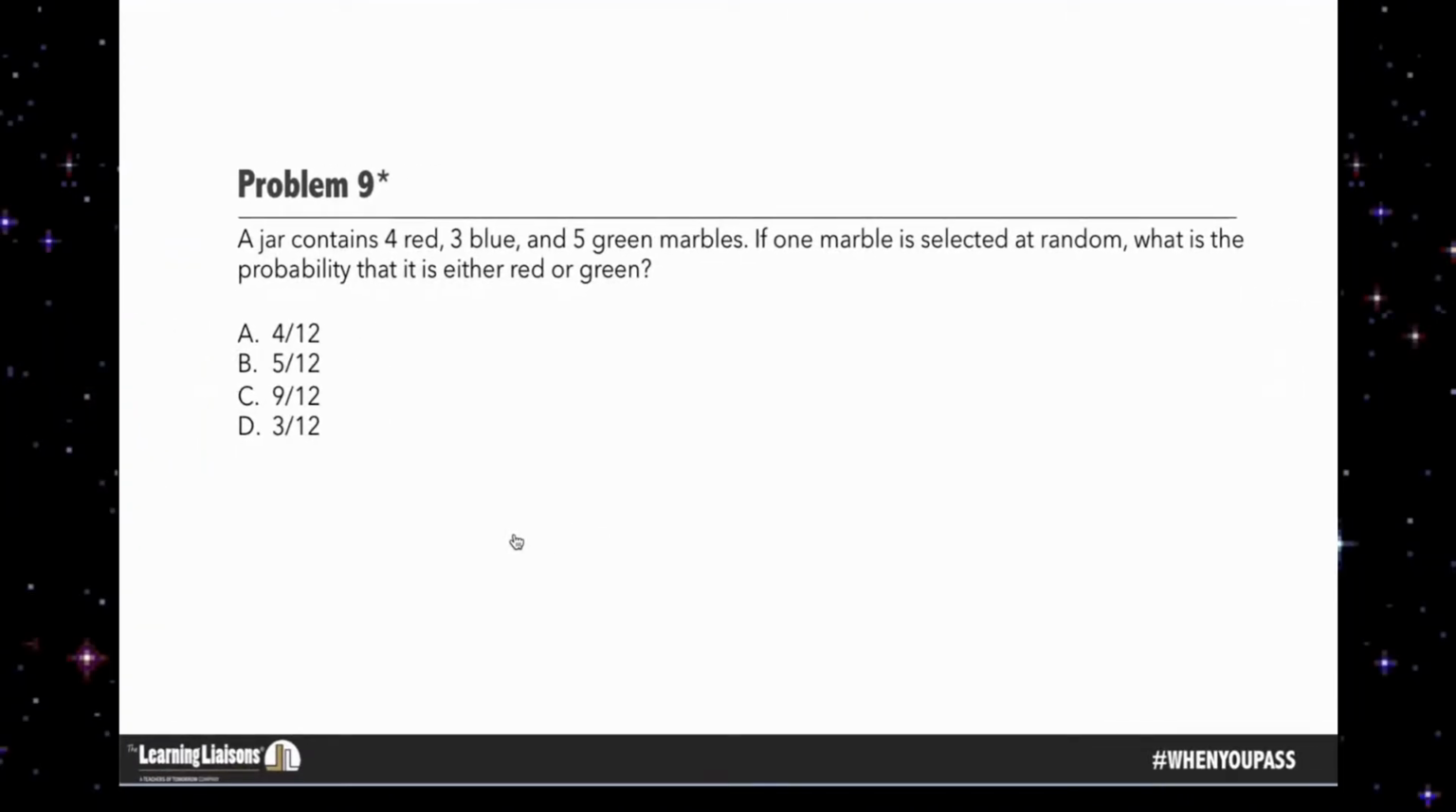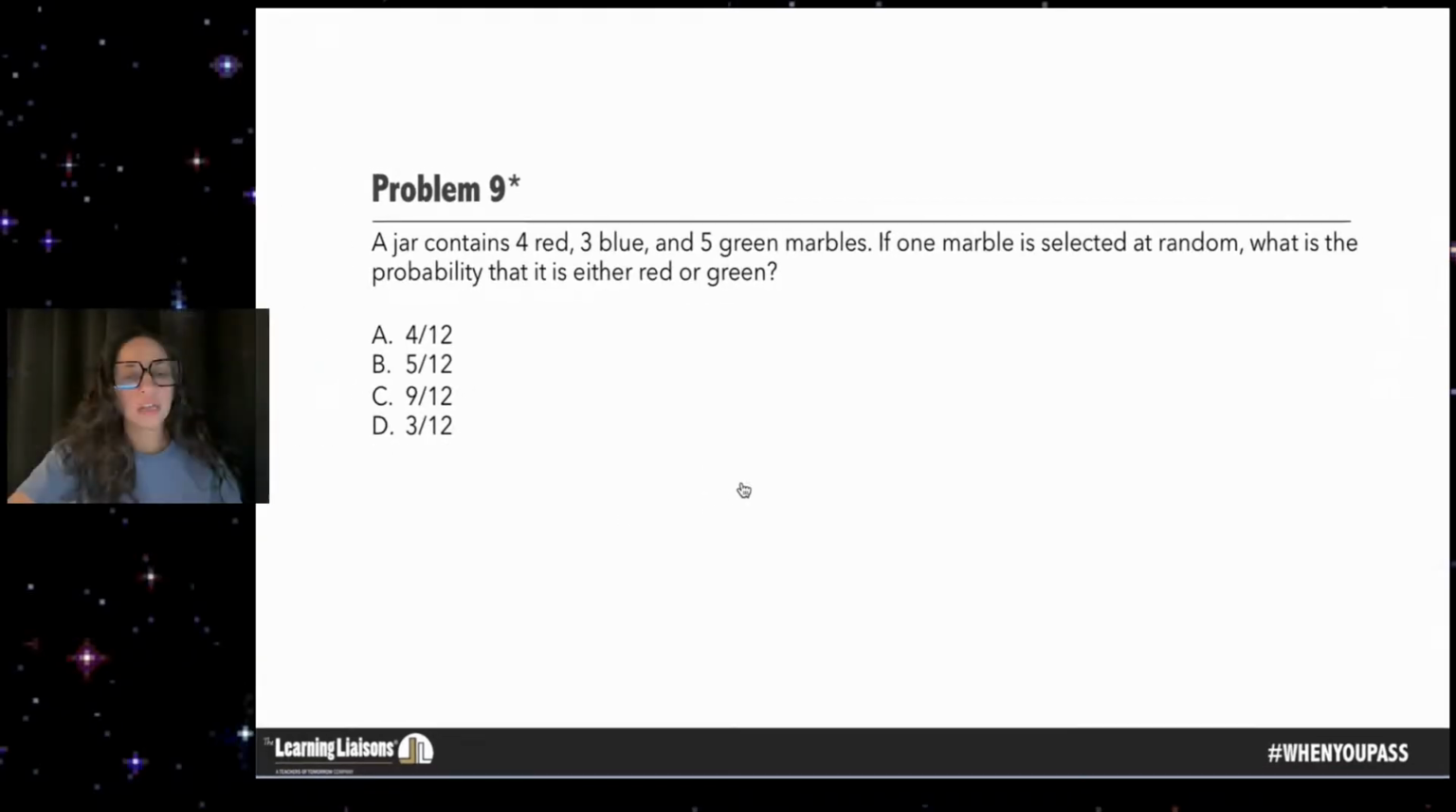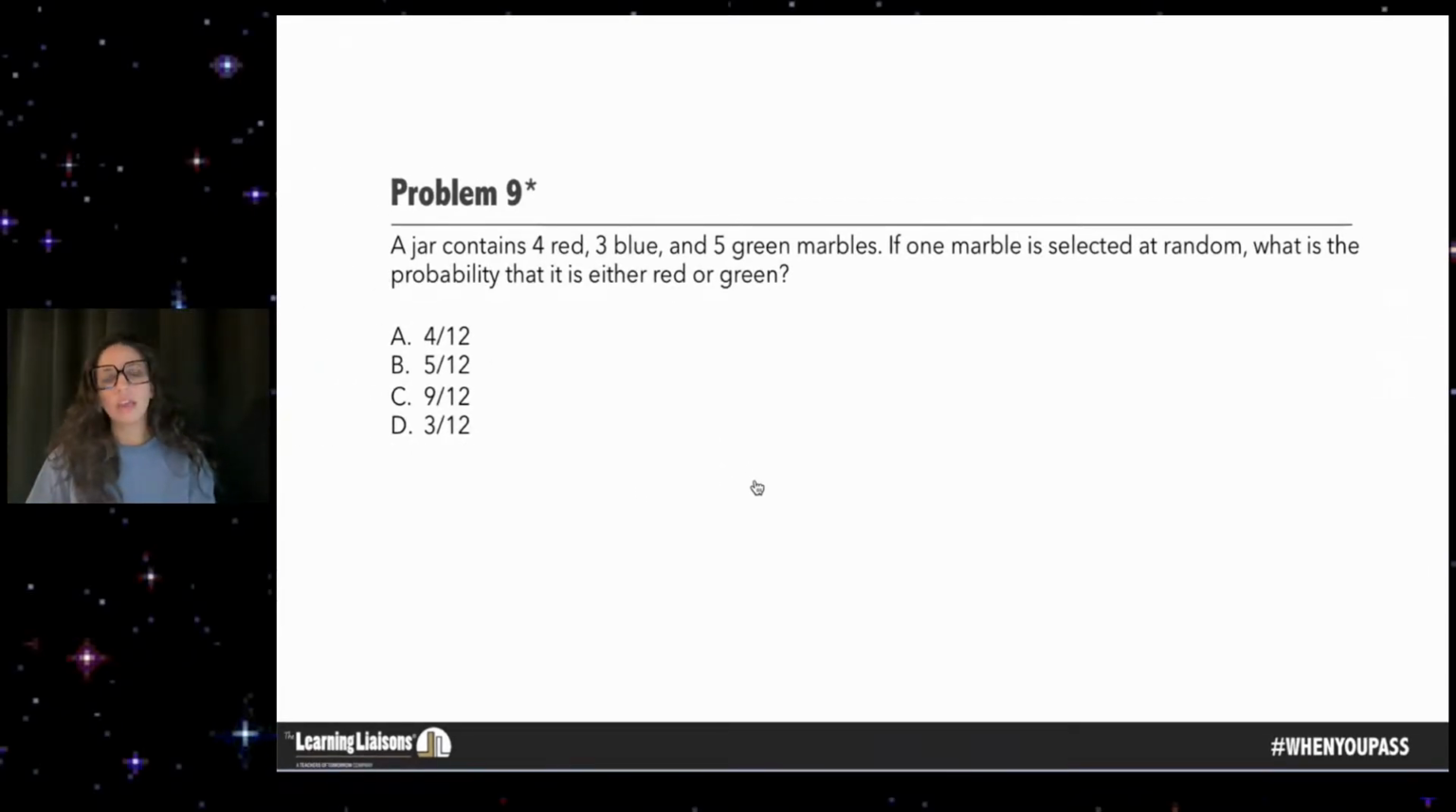A jar contains 4 red, 3 blue, and 5 green marbles. If one marble is selected at random, what is the probability that it is either red or green? So we're kind of shifting out of this pre-K through 3, K through 6 mindset, and we're doing a little bit of probability now.